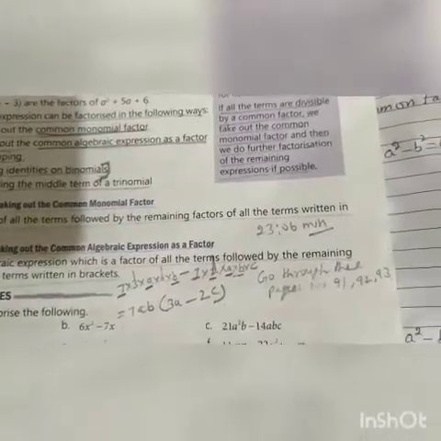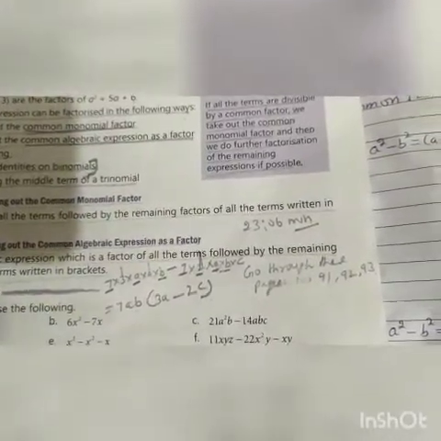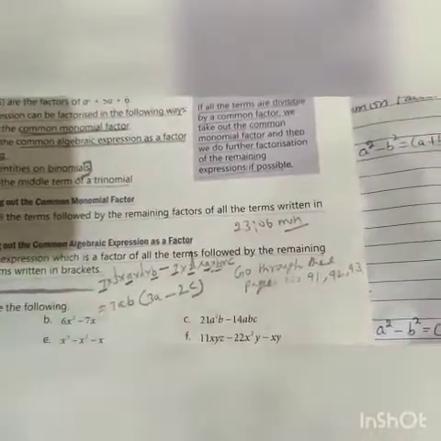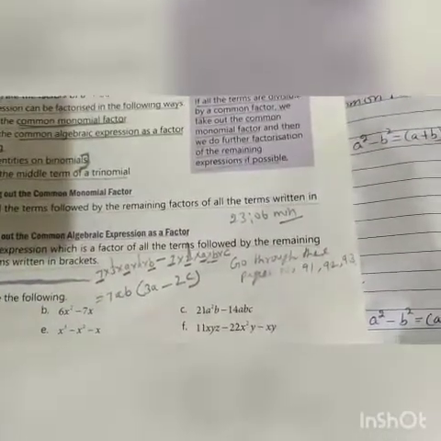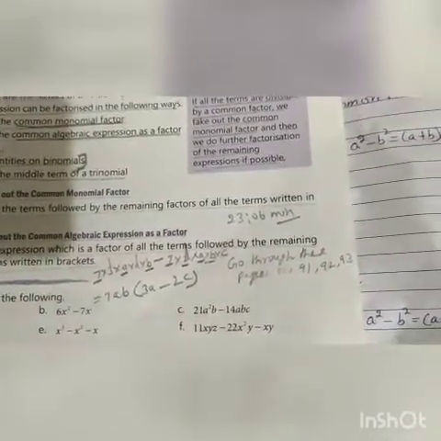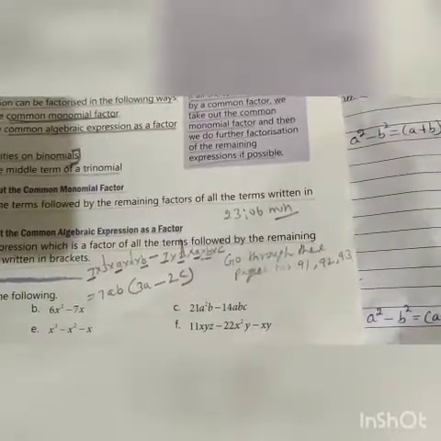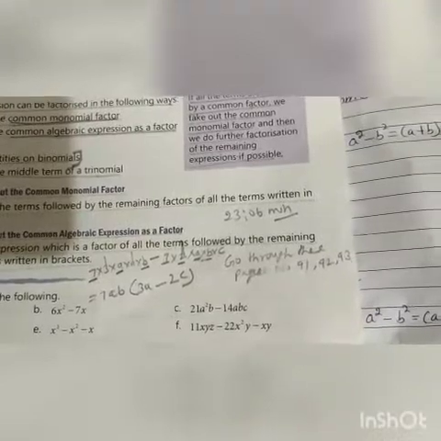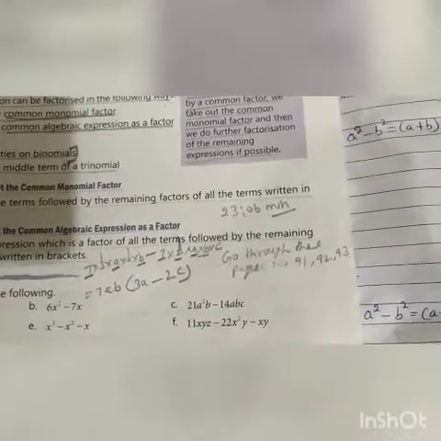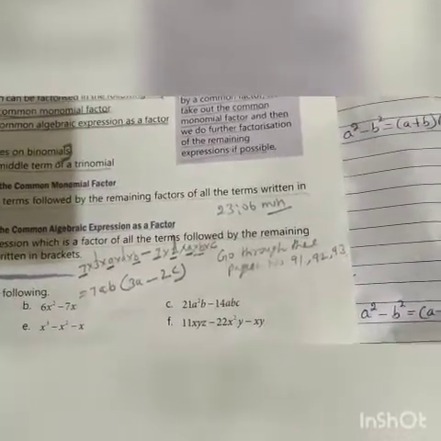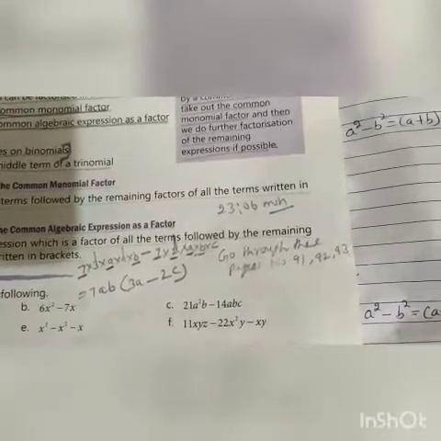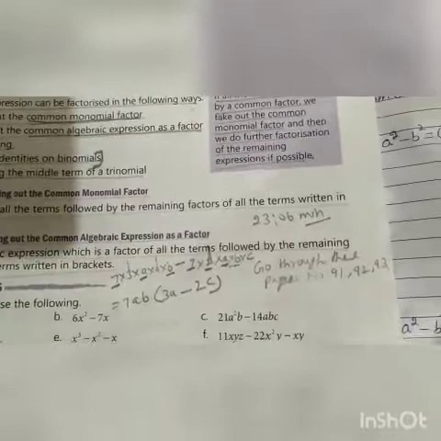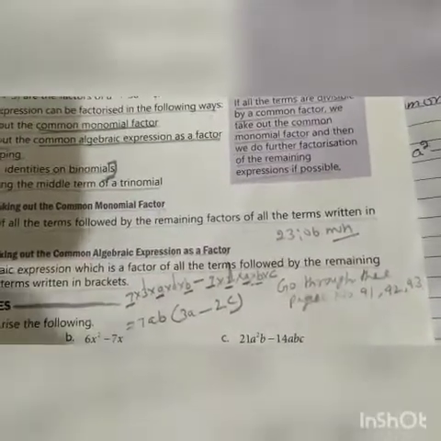So students, in the last class we completed exercise 6a, in which I explained the first three methods of factorization. Today I will explain the fourth method of factorization, that is by using identities on binomials, as I did earlier also.